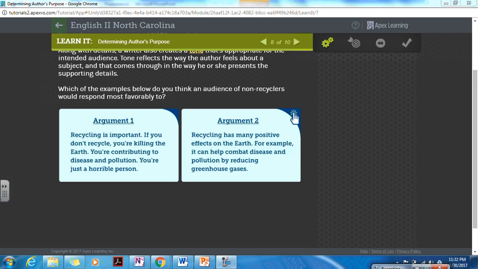Now, also with determining author's purpose, and when you're crafting an argument, you want to make sure that you focus on text structure. So remember, reflect back on compare and contrast, problem solution, chronological, those types of text structures, because once you figure out your purpose and your reason, and then you get your supporting details, then it's all a matter of deciding how you want to structure or organize your text.